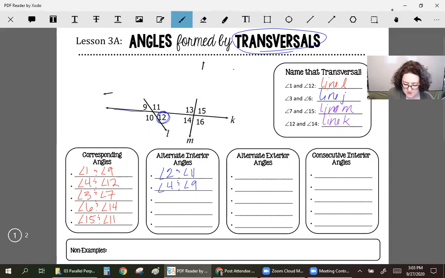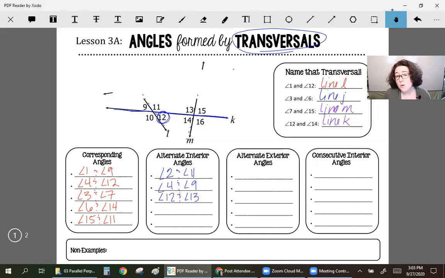The transversal we're touching is K. Our two other lines that the transversal touches are L and M. We want to be in between those lines, but on the opposite side from angle 12. Angle 12 and angle 13 would work. Okay, go ahead, pause the video and try to come up with two more pairs.